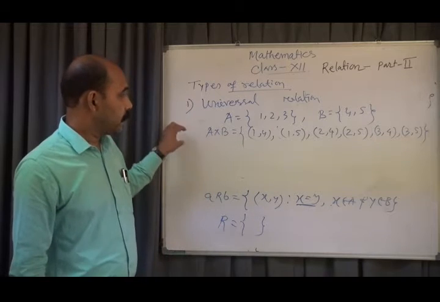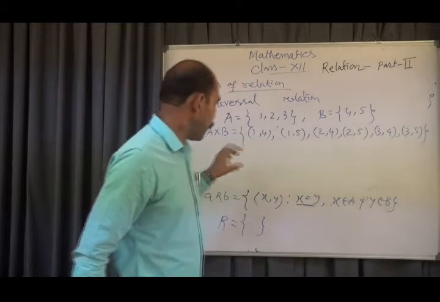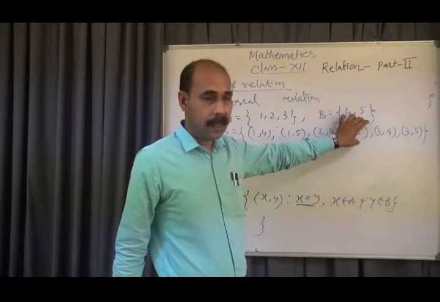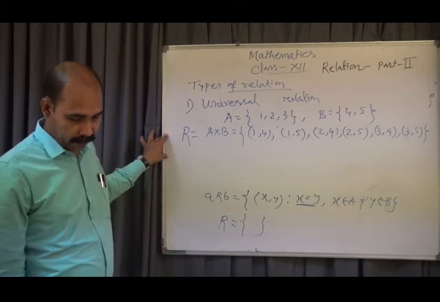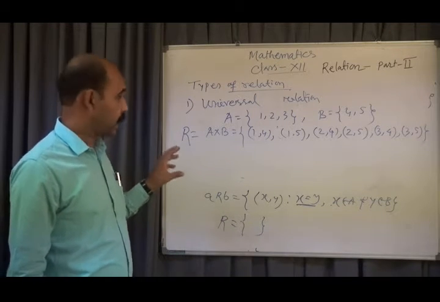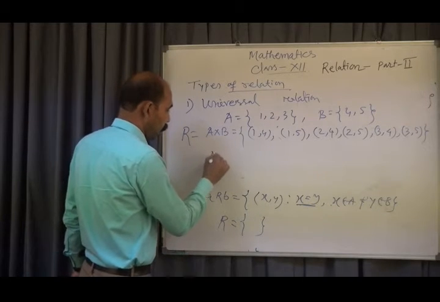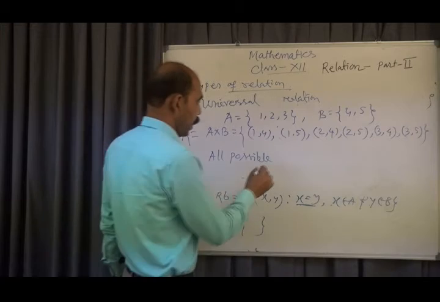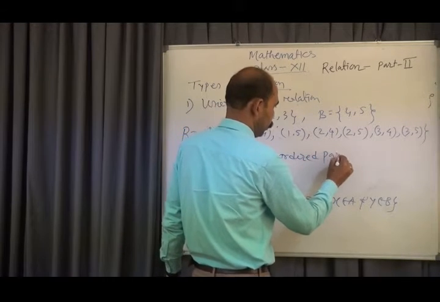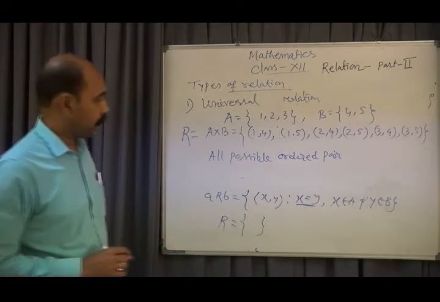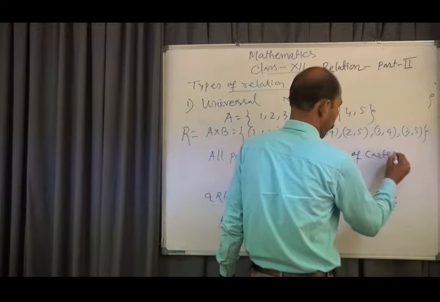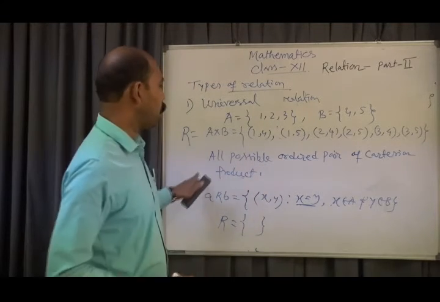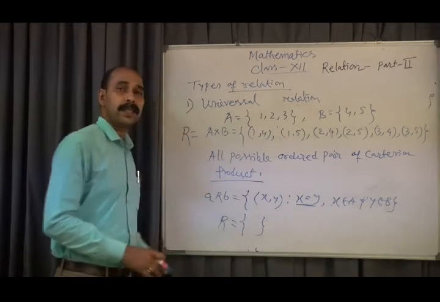Now, what is a relation? A subset of A cross B. If I take R equal to all ordered pairs from A cross B, this is called the universal relation. All possible ordered pairs of the Cartesian product. That is, what is universal relation? All possible ordered pairs of the Cartesian product is called the universal relation.